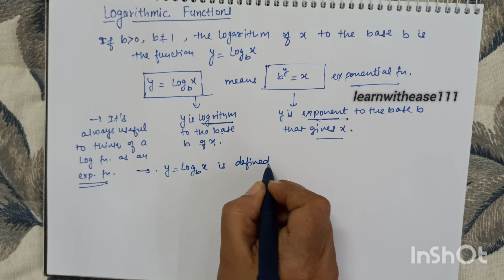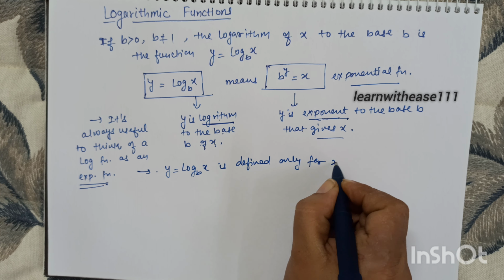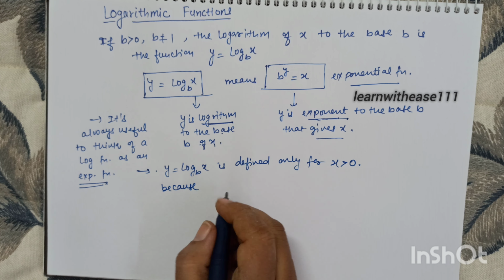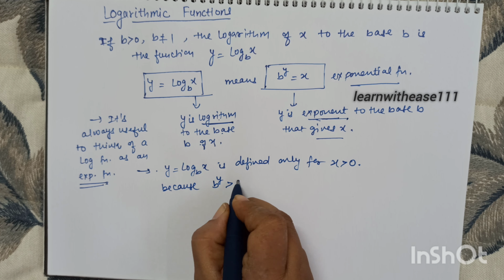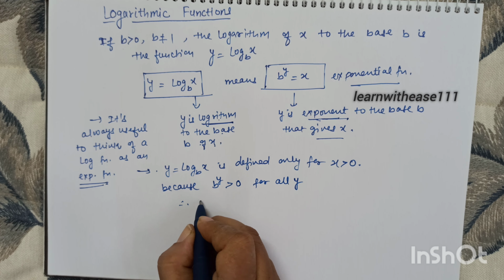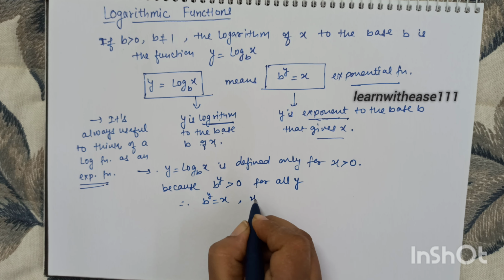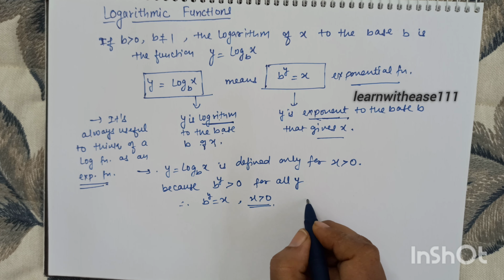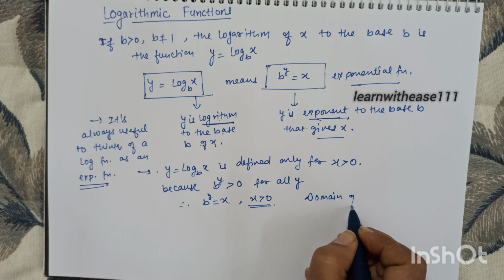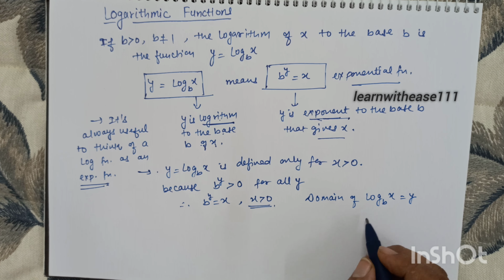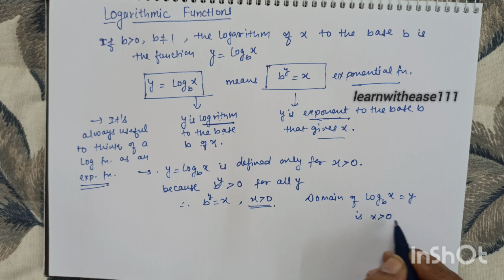Also y equals log x base b is defined only for x positive. The reason behind this is that it is convertible as b to the power y equals x, and b to the power y is positive for all y. So x has to be positive because b to the power y is x. So the domain is always positive values. Log is not defined for negative values. Positive real numbers are the domain for log.